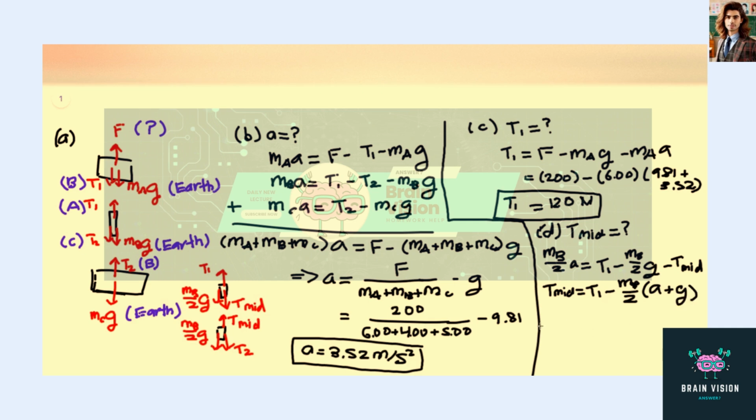Plug in numbers. m_B is 5. No, it's 4, sorry. Divided by 2. Acceleration we already found was 3.52. Gravity we also already found, 9.81. Plug in numbers and then get that T_mid to 3 significant figures is 93.3 newtons.